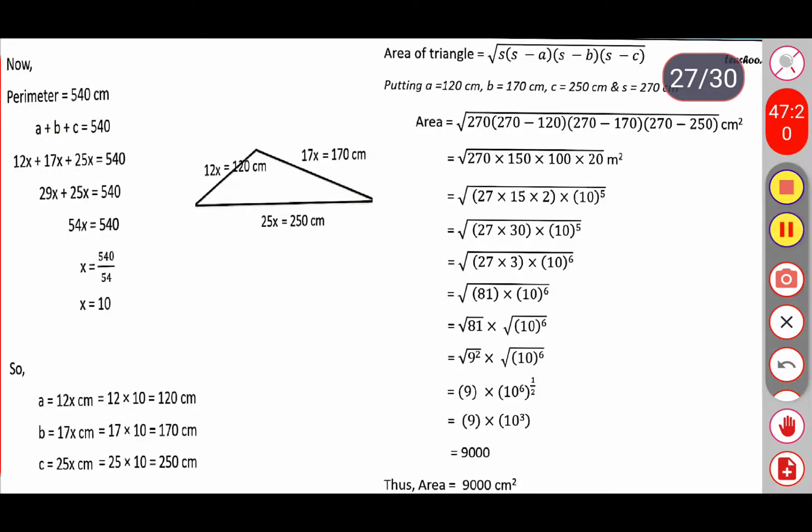Here, just substitute all those values. 270 is the semi perimeter, and one side is 120, the second side is 170, and the third side is 250. So 270 into 270 minus 120, 270 minus 170, 270 minus 250. So write this 270 as it is. 270 minus 120 is 150, 270 minus 170 is 100, 270 minus 250 is 20.